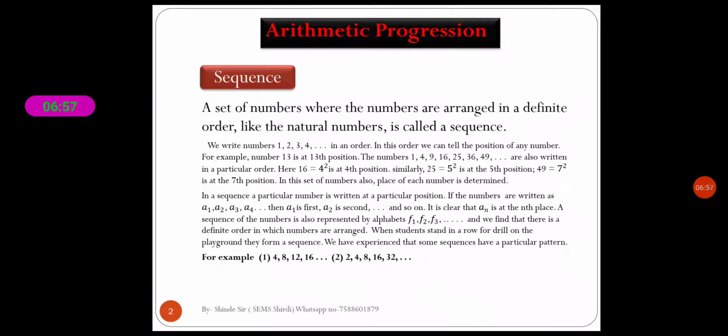For the second sequence 2, 4, 8, 16, 32, here also there is a pattern: 2 twos are 4, 4 twos are 8, 8 twos are 16, 16 twos are 32, 32 twos are 64, like that. Here, if you multiply the previous number by 2, we get the next term.